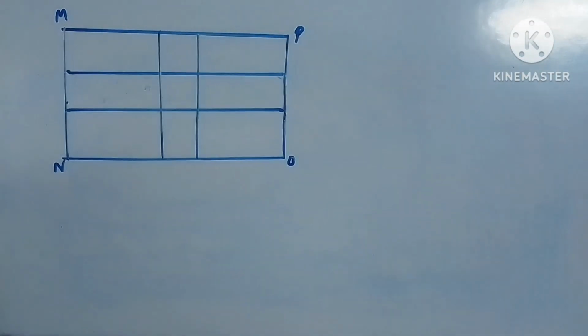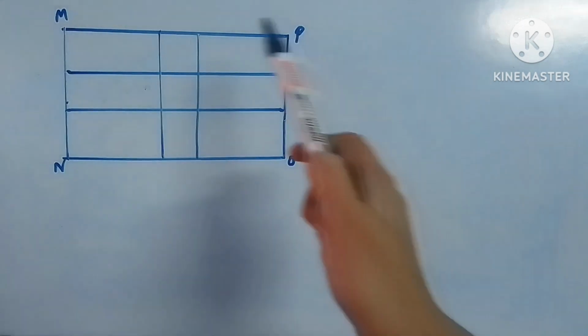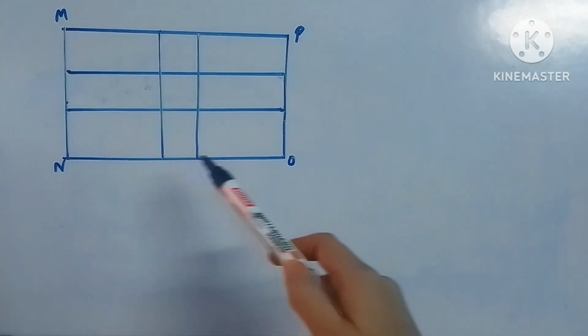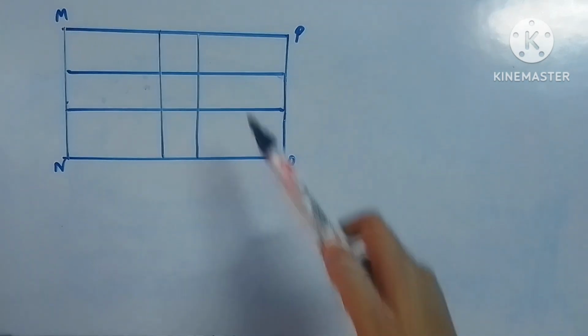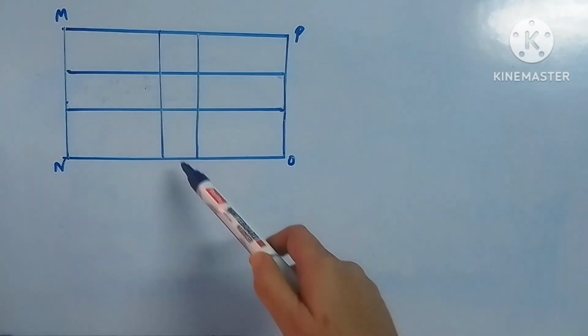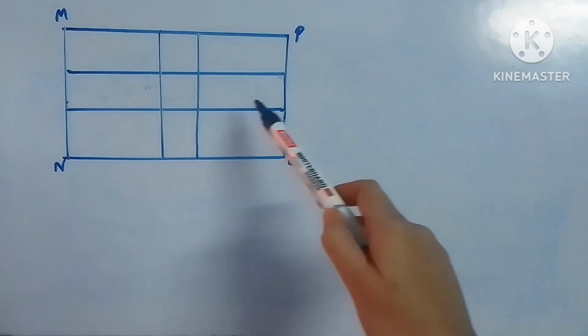Now let's discuss another important sum. MNOP is a rectangular park and 2 roads are intersecting each other inside the park. The question is, what will be the area of these 2 roads?